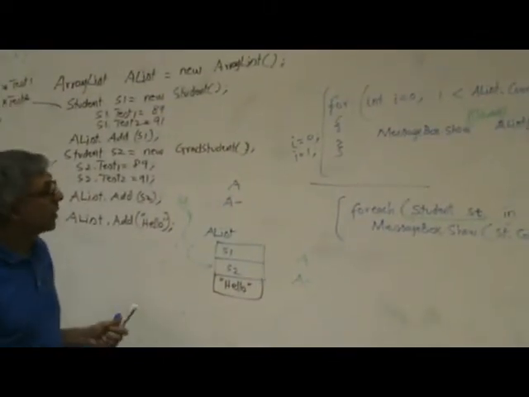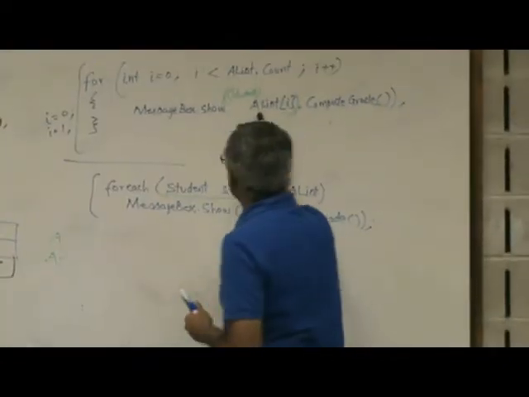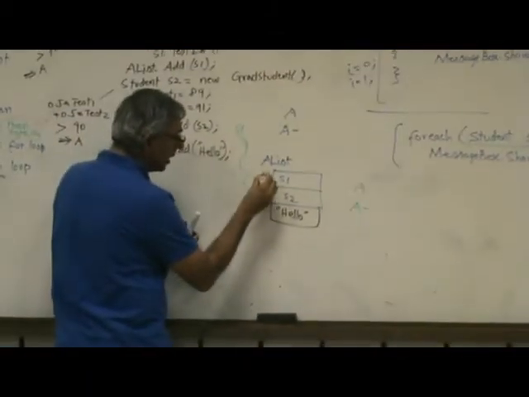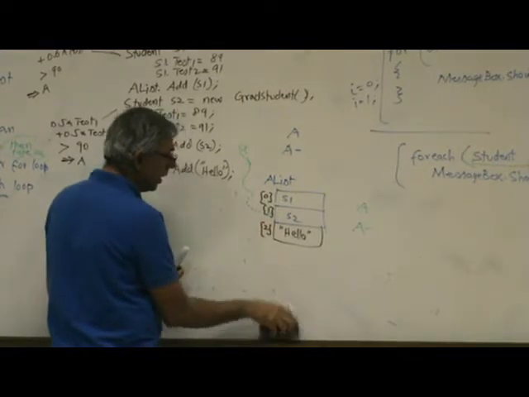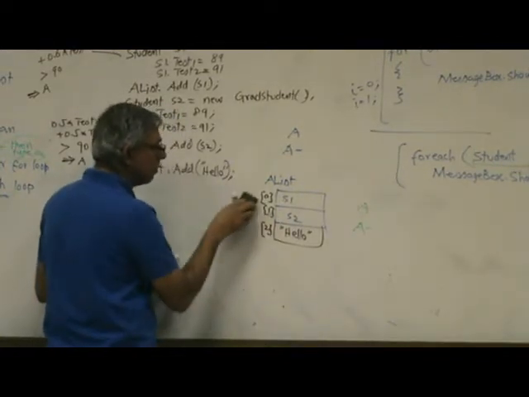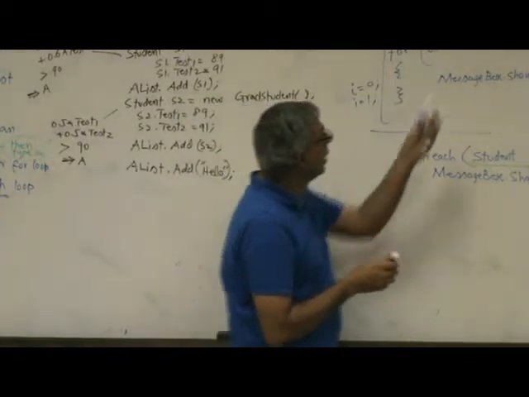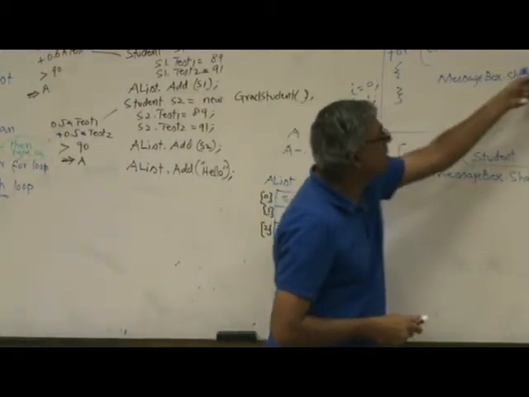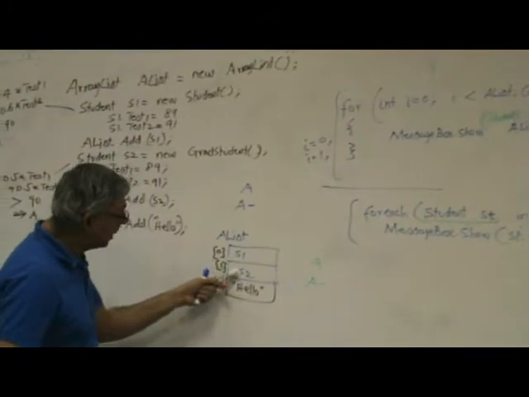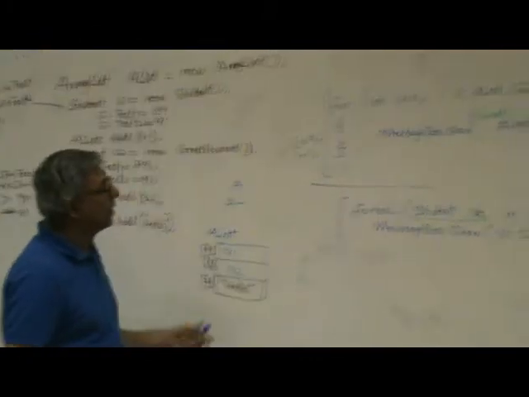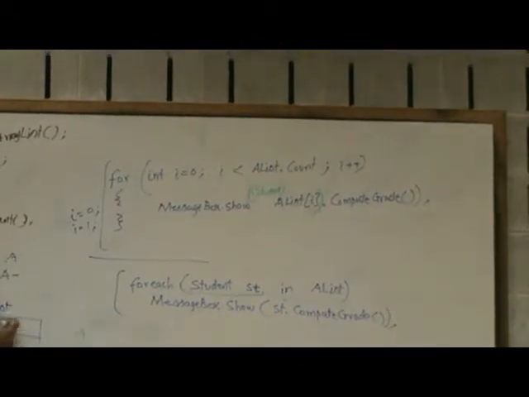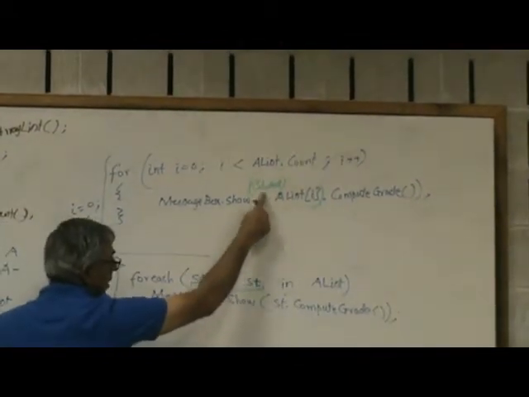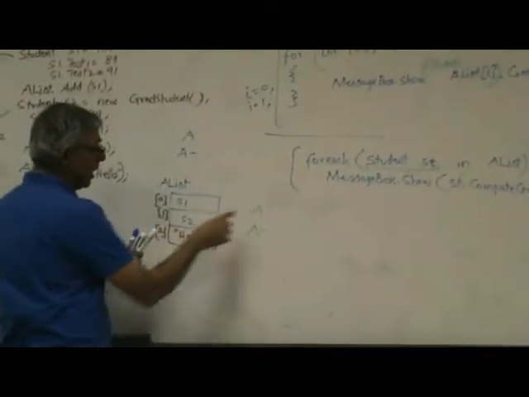So now, let's go to this part over here. Very first time through this loop, it will go to A list of 0, right? This is index 0, this is index 1, this is index 2, correct? So as we are looping through this one, count, of course, is 3 now because there are 3 things stored in the A list, right? Very first time, A list of 0. Can we convert this to a student? Can we typecast it to a student? Yes, so we'll print out A.